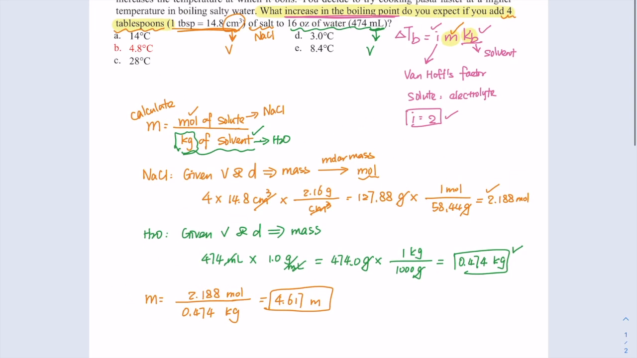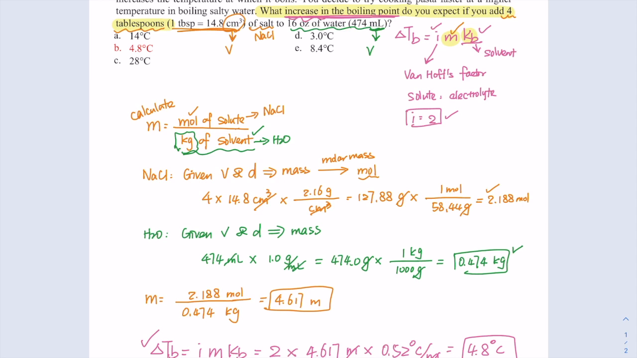Now we plug it into our equation. Delta TB equals i times m times KB. i was 2 because of sodium chloride, multiplied by the molality 4.617, multiplied by the constant 0.52 degrees C per molal. That cancels out, and we get 4.8 degrees C. That's the increase in boiling point for this question.